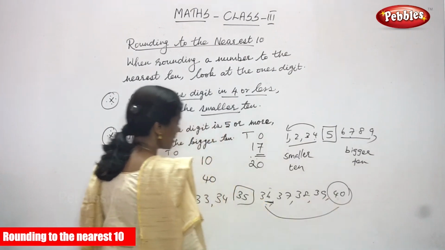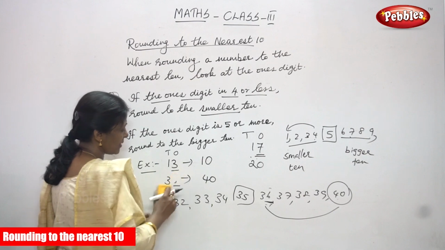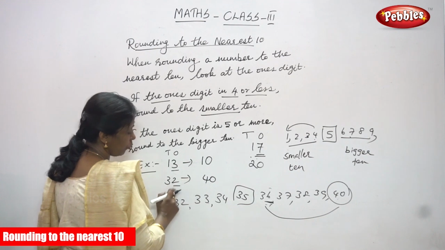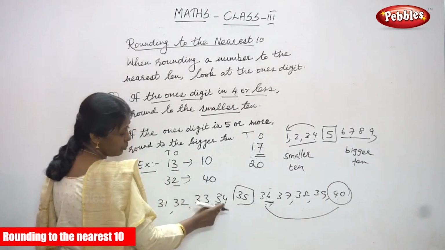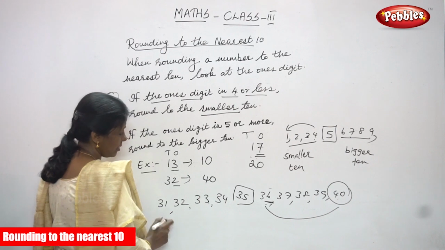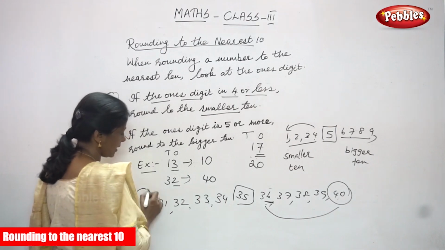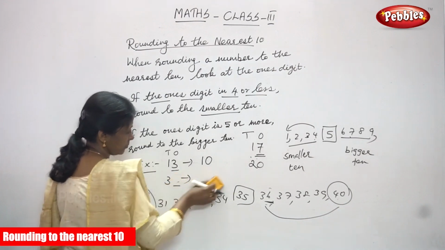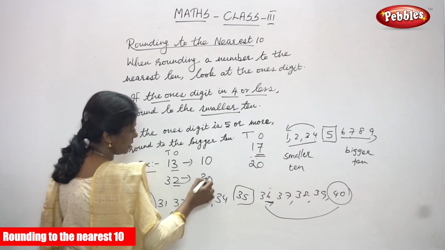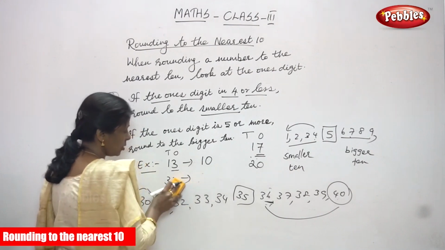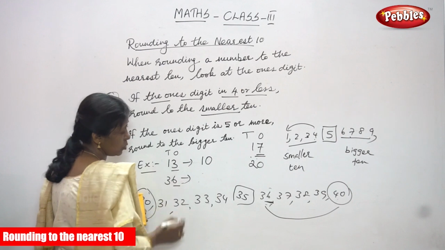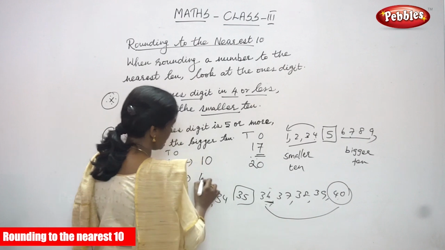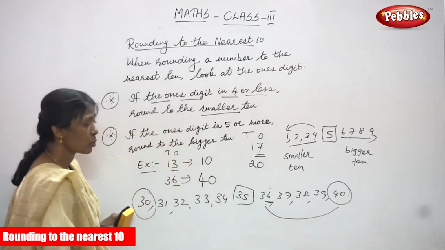That's 40. Suppose this number is 32. It comes in 4 or less than 4. So we have to round to the nearest, the smaller 10. So the answer is 30. So 32 becomes 30. But it is not 32, it is 36. So we have to round to the nearest, the bigger 10. The answer is 40. I think you understand.